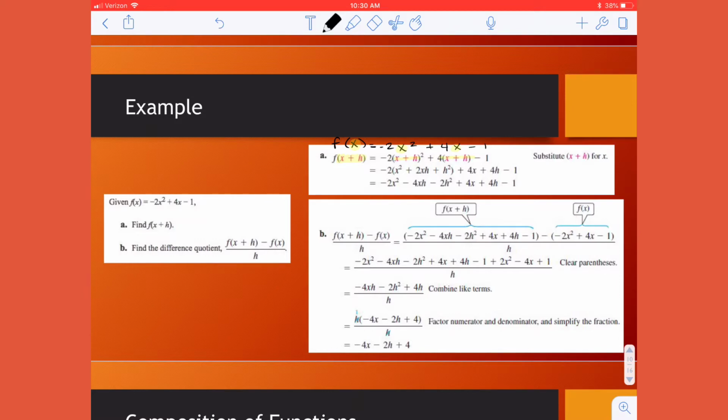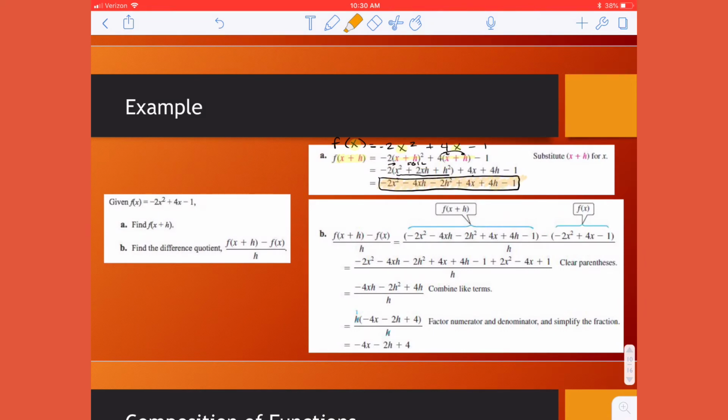I factor my x plus h. Notice that I had to FOIL to get this solution right here: x squared plus 2xh plus h squared. And I distributed my 4 into 4x plus 4h. And then I'm going to want to distribute my negative 2 to all terms. And when I get my final answer, there is nothing for me to combine. So this is a little nasty. But this entire thing represents my f of x plus h function.